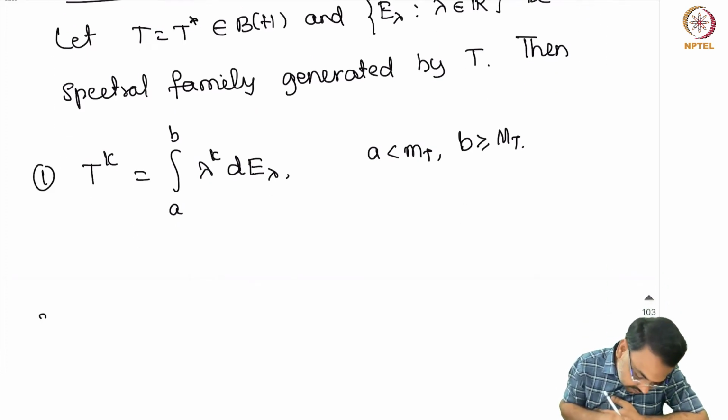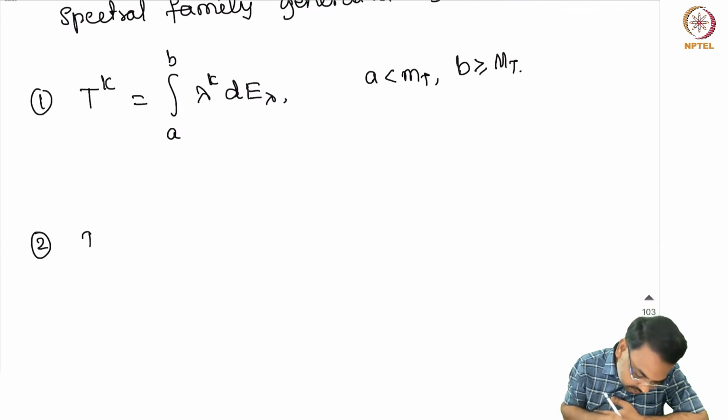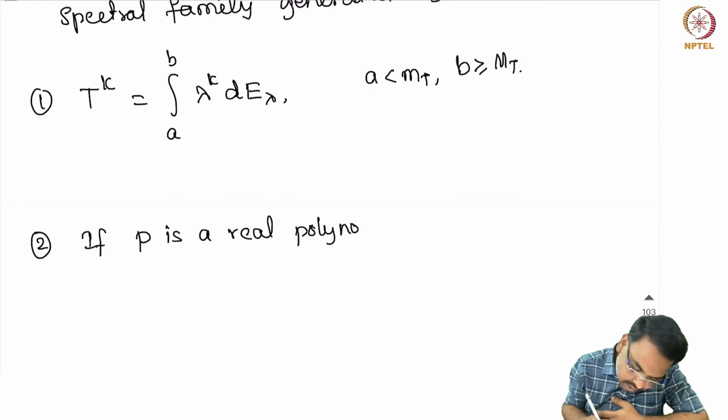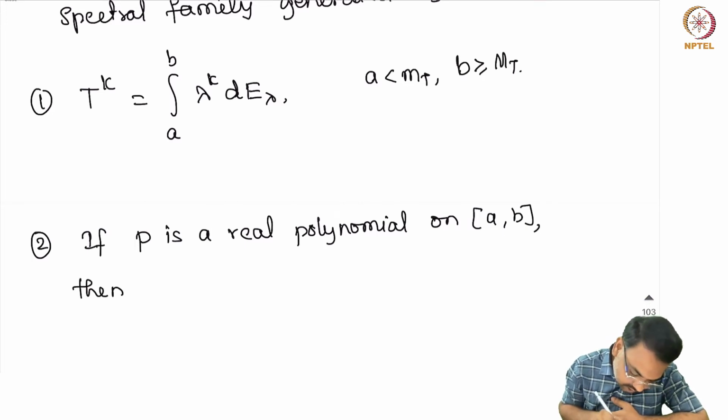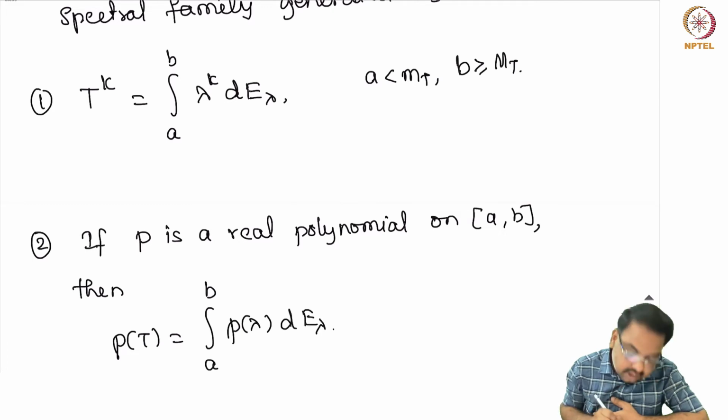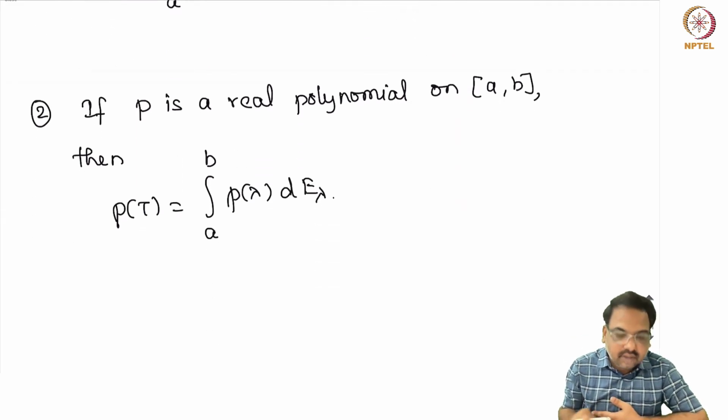And in fact, we can still generalize this. If p is a real polynomial on [a, b], that means the variable is coming from this interval, then we can show that P of T is self-adjoint and equals the integral a to b of P lambda d lambda. So the proof is similar to the earlier one.